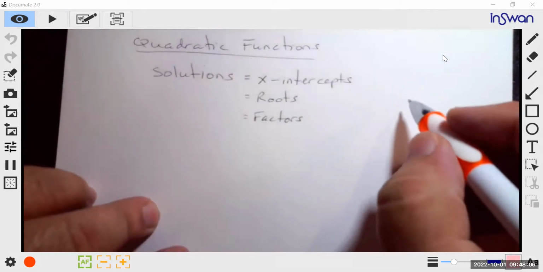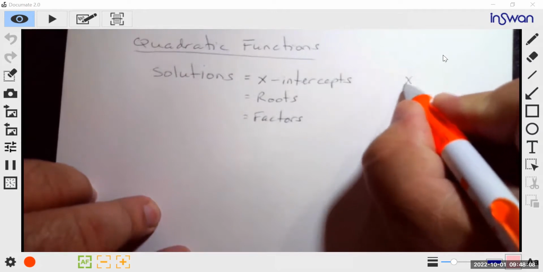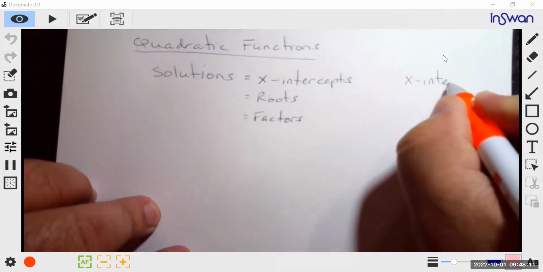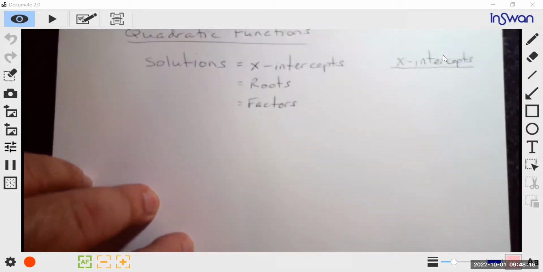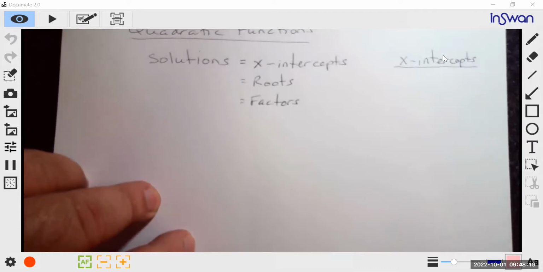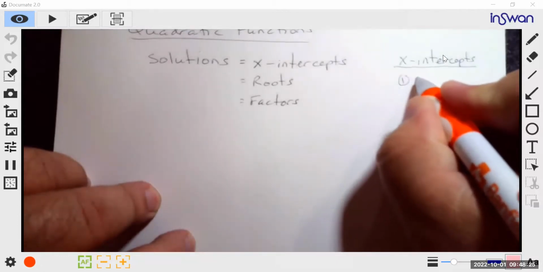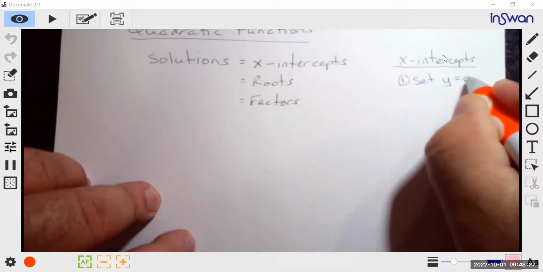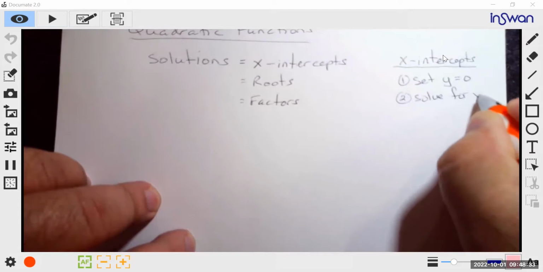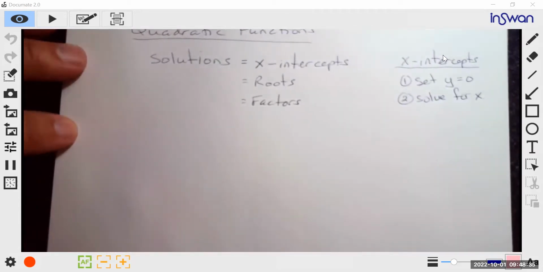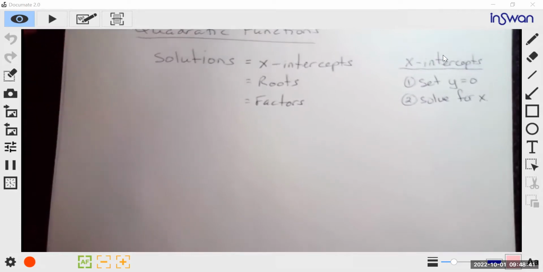How do we find x-intercepts? Remember from chapter 1? How do we find x-intercepts? Very good. Set y equal to 0 and solve for x. Very good. And those are what we call solutions.